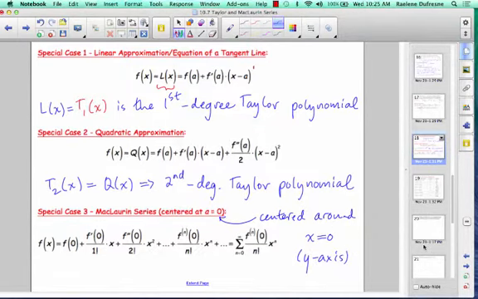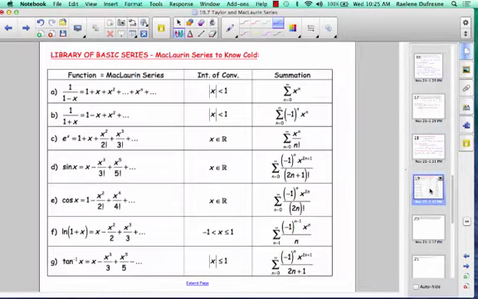Okay, so let's take a look at some practical examples, but first we need to construct a library of basic Taylor series. And in this particular case, we are going to take the center to be a equal to 0, and so we are coming up with some Maclaurin series to know cold. We have already seen that for the function 1 over 1 minus x, which has the form a divided by 1 minus r, we have the basic geometric series, 1 plus x plus x squared, etc.